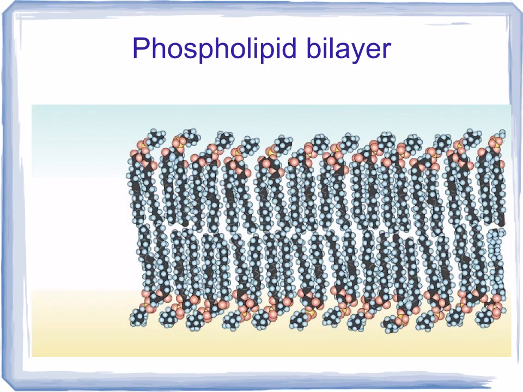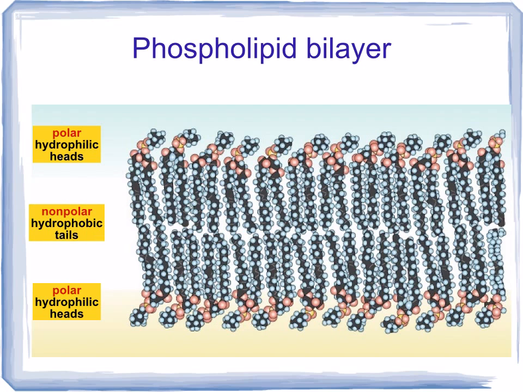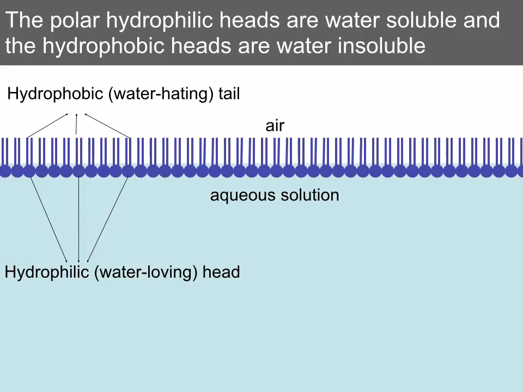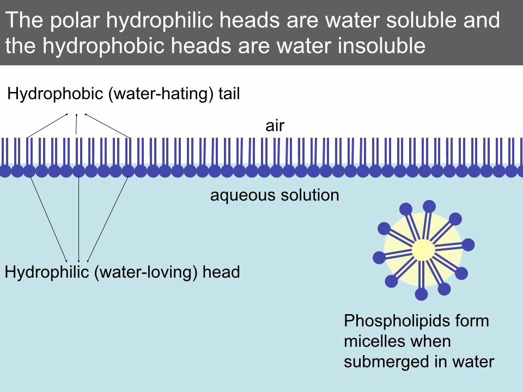So here's just another example of how the phospholipid bilayer is formed. You can see the hydrophilic heads are pointing outwards and the hydrophobic tails are pointing towards each other, away from the aqueous solution. So the polar hydrophilic heads are water-soluble and the hydrophobic tails are water-insoluble. Here you can see how the phosphate heads are pointing towards the aqueous solution and the tails are pointing away. So the tails are hydrophobic, the heads are hydrophilic.